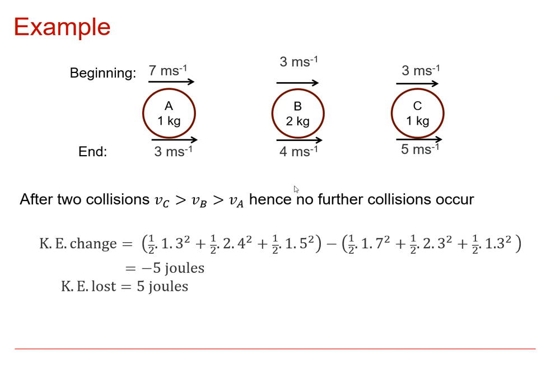Now the final thing to do is to think about the change in kinetic energy, because that was also part of the question. So all we need to do is look at the final kinetic energy. So it's a half times 1 times 3 squared for this object, half times 2 times 4 squared for this one, and a half times 1 times 5 squared for this one. And then similar thing using their initial velocities, and we find that the difference between those kinetic energies is minus 5 joules. So the kinetic energy lost is 5 joules.